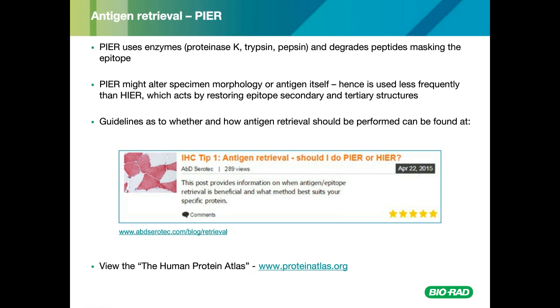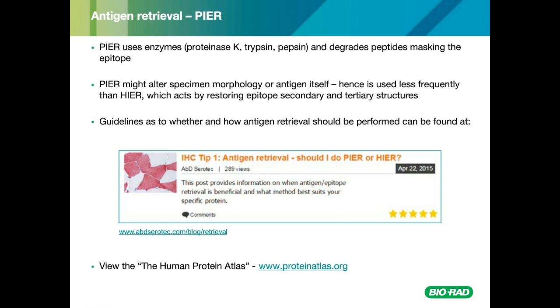In contrast to HIER, PIER uses enzymes such as proteinase K, trypsin, and pepsin for the antigen retrieval procedure. These enzymes degrade the peptides masking the epitope, which has become squashed by the cross-linking process. As PIER might alter the specimen morphology or the antigen itself, it is used less frequently than HIER, which acts by restoring the secondary and tertiary structures of an epitope.